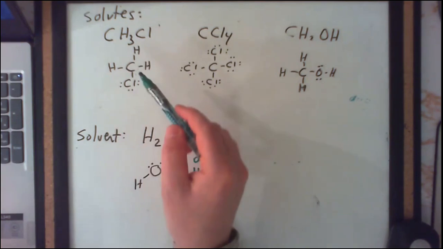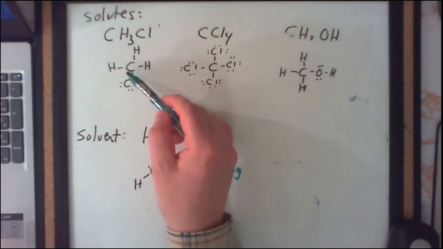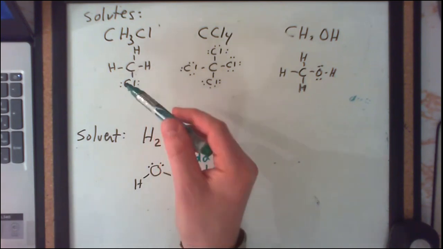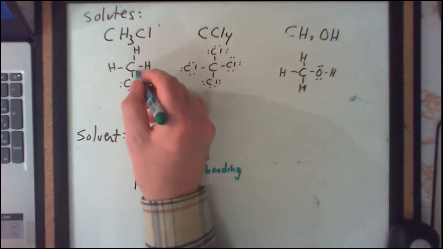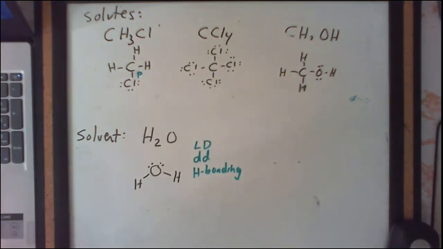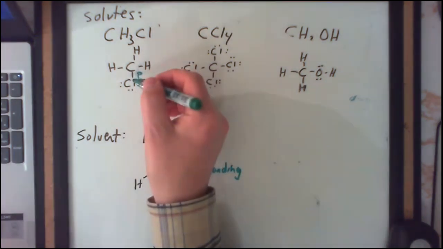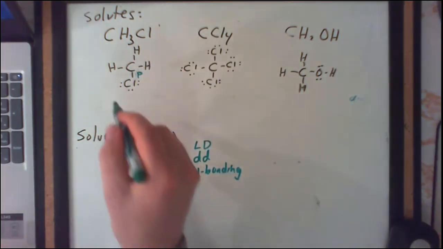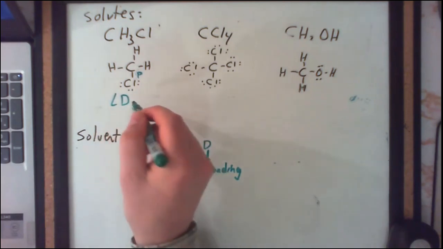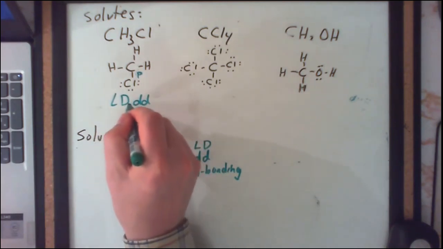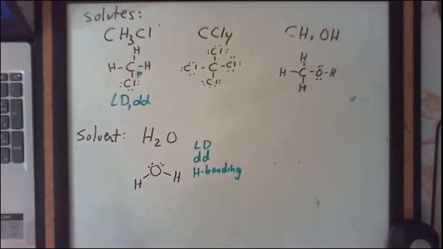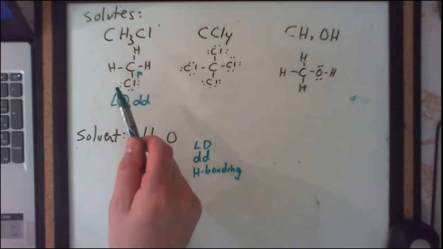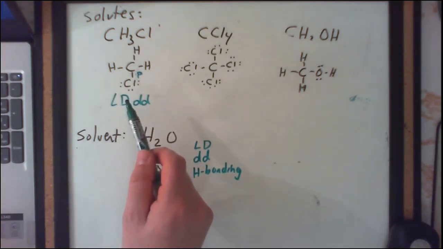And then we go in turn and look at the IMFs for our three solutes. So CH3Cl, carbon central atom, the bonds are not identical, so then and only then we have to look at the polarity of the bonds. What we would find is that this carbon-chlorine bond is in fact polar. So because this carbon-chlorine bond is polar and the bonds are not identical, the molecule is polar. And because the molecule is polar, it's not only going to have London dispersion forces, but it's also going to have dipole-dipole forces. So it's a polar molecule, but it cannot hydrogen bond because it does not have a hydrogen-oxygen bond, a hydrogen-nitrogen bond, or a hydrogen-fluorine bond.